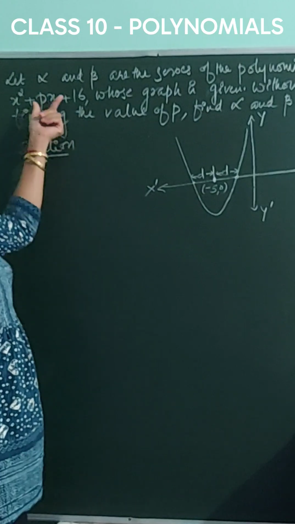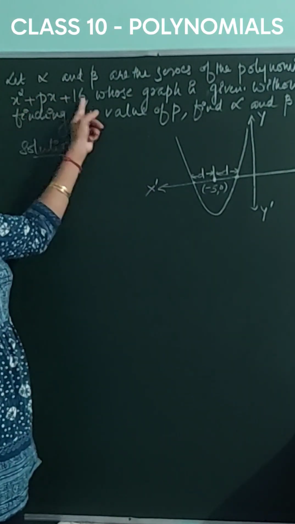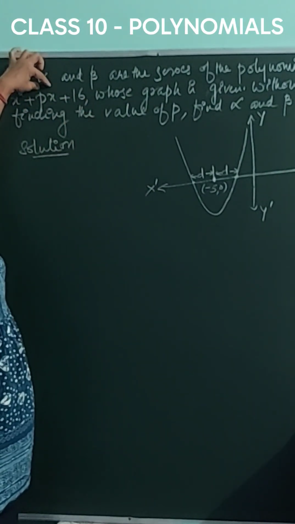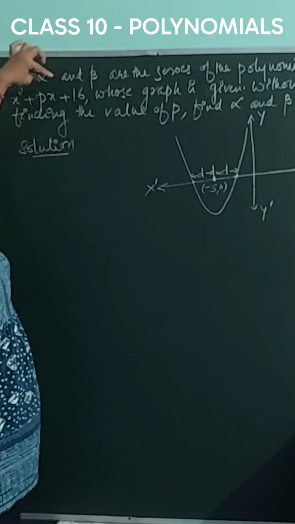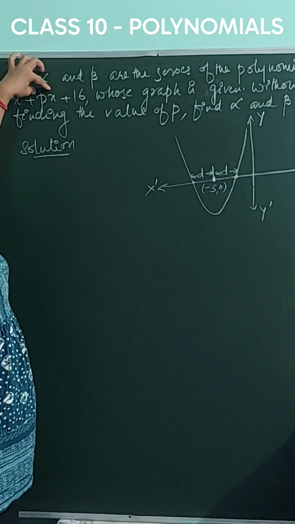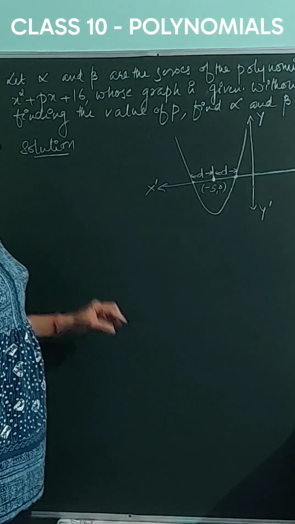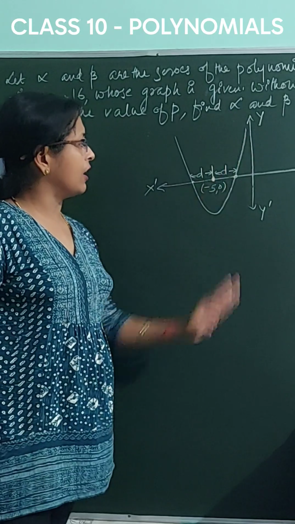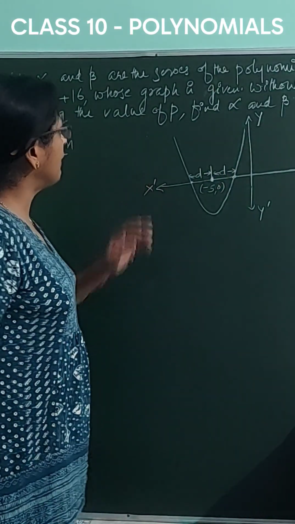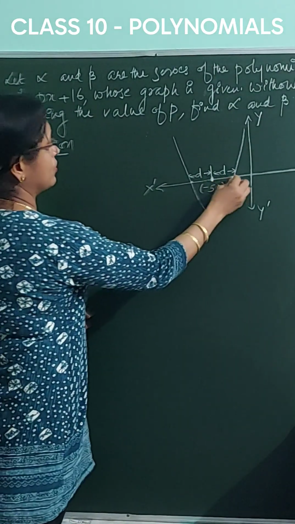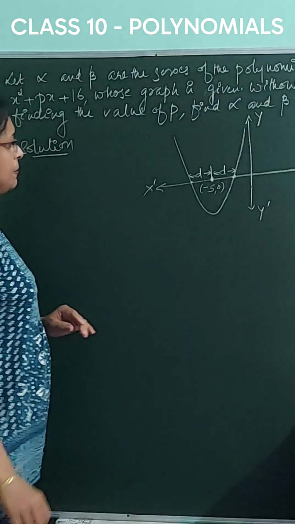We have to find the roots of this equation, but we don't have the complete equation here. The linear term is missing here. And the question is saying that you don't have to find the value of that p. You don't have to complete the equation. Without finding the value of p, by observing this graph, find the value of alpha and beta, find the roots of the equation. So look at the figure.